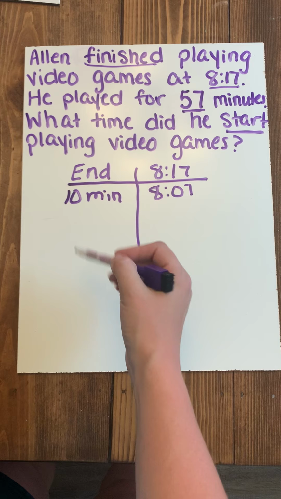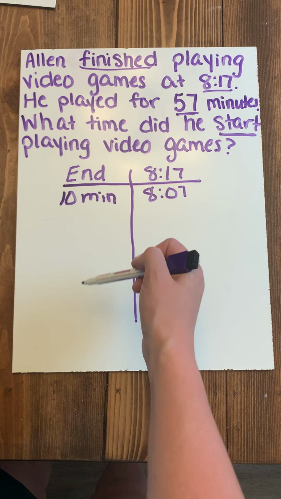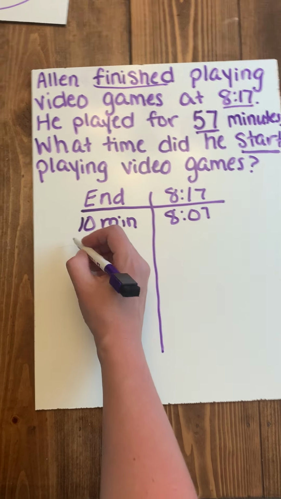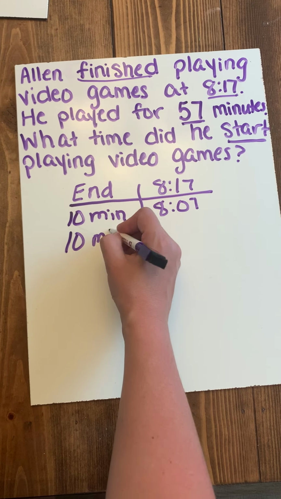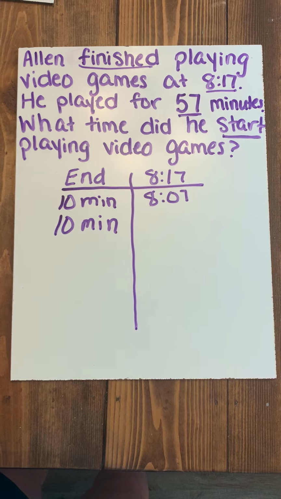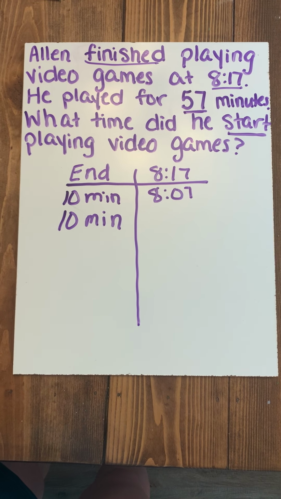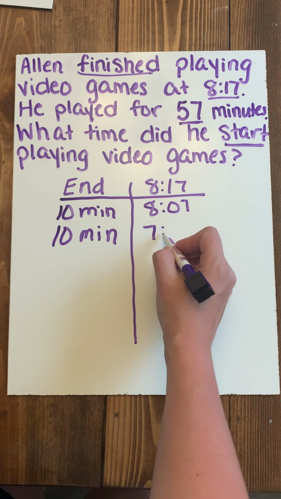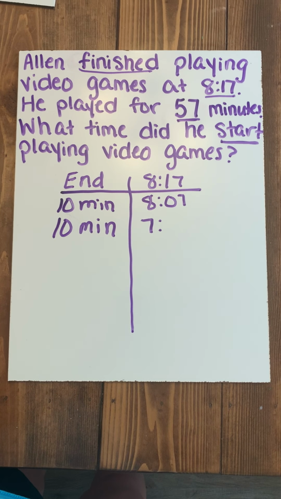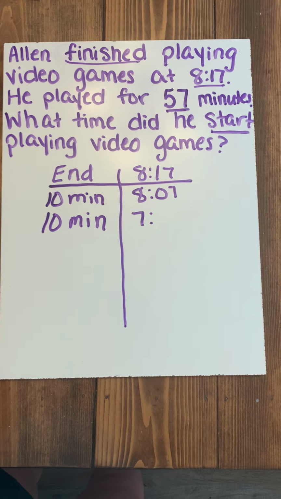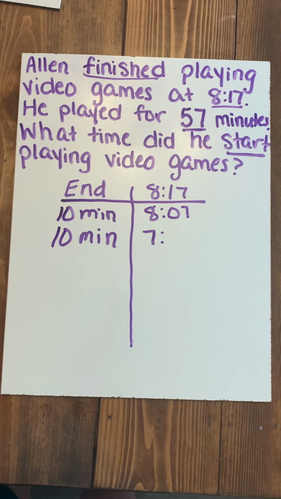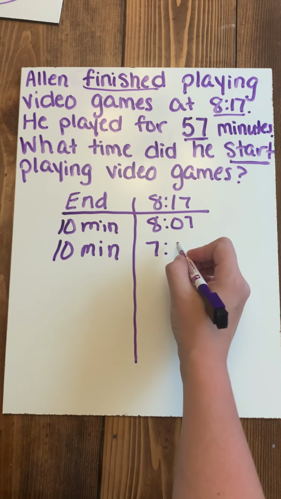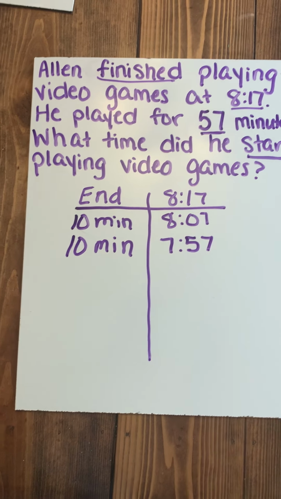Okay, I want to do this until this column has reached 57 minutes, and right now I'm at 10. So I'm going to take another 10 minutes away. And I'm going to get 7, because after you go to 8 o'clock, you're going backwards. The hour before 8 is 7. I'm going to get 7:57.